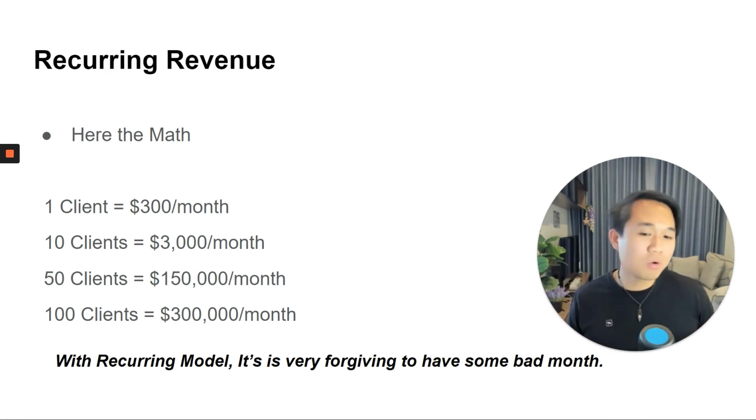With a recurring model, what it means is that it's very forgiving for you to have some bad months, right? If you're a business owner or you've done business before, you'll understand that some months are going to be bad months, right? You can't have good months all the time.